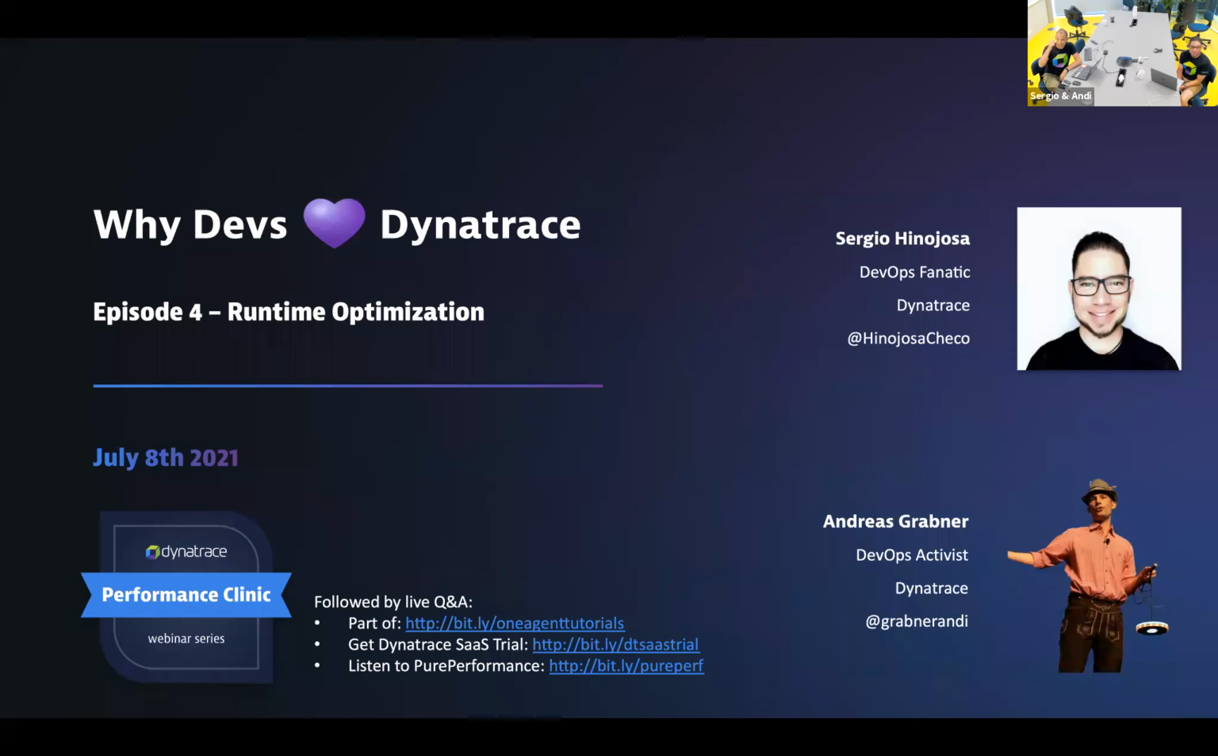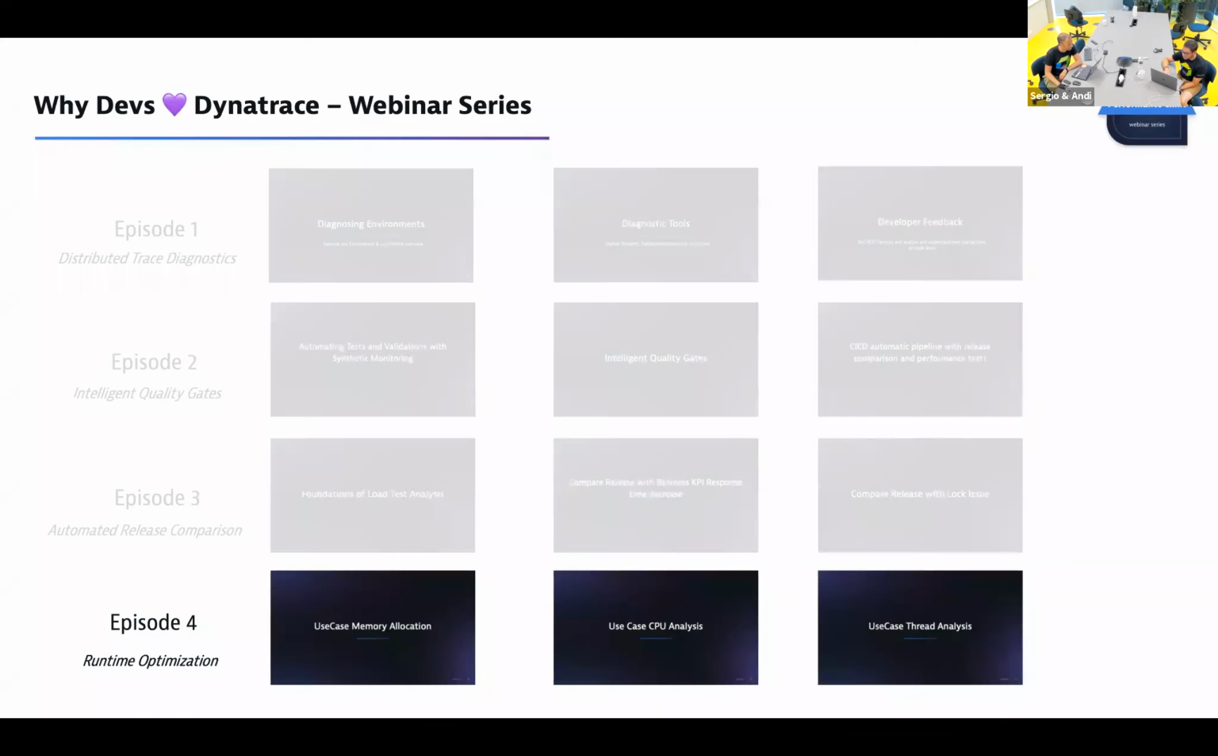Hi, guys. So today is episode 4. If you have followed us, we have been doing episode 1, 2, and 3 of Why Devs Love Dynatrace. Today, we're going to talk about runtime optimization. So a quick recap. Episode 1 is like trace diagnostics, giving developers good quality feedback. Episode 2, we introduced intelligent quality gates. Episode 3, we were comparing different releases, overlaying one with the other. Really cool features there. And we saw and identified problems to code. And episode 4 is runtime optimization. That's what we're going to do today.